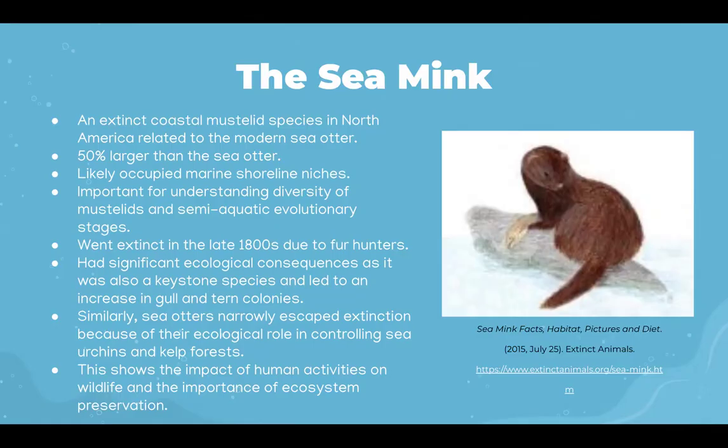They went extinct in the late 1800s due to the overhunting of their fur. This had significant ecological consequences as the sea mink was also a keystone species, and this led to an increase in gull and tern colonies. Similarly, sea otters narrowly escaped extinction because of their ecological role in controlling sea urchins and kelp forests. The sea mink not only shows the relations between mustelids, but also shows the impact of human activities on wildlife and the importance of ecosystem preservation.